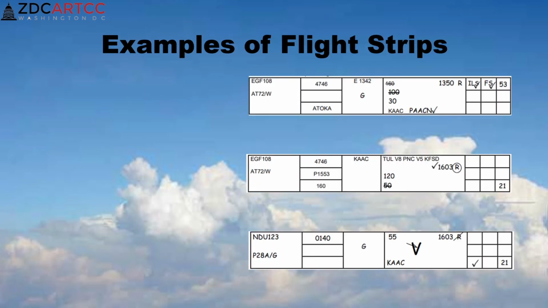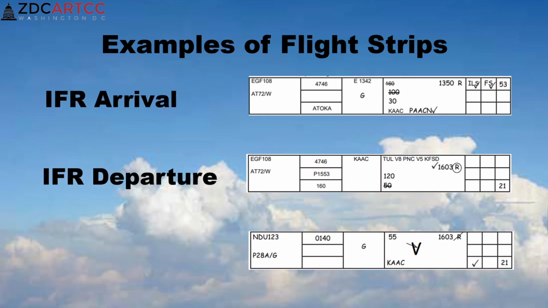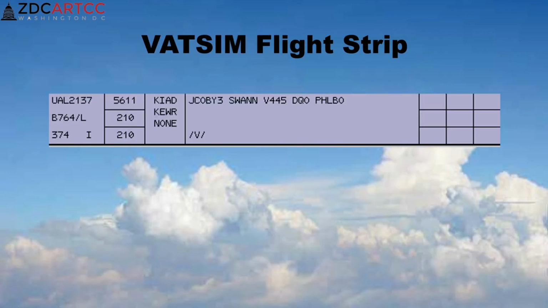These are examples of some of the flight strips that we use at Academy Airport. The first one is an IFR arrival strip. The second one is an IFR departure strip. And the last one is what a VFR strip looks like. This is a VATSIM flight strip. It may look a little different than other flight strips, but it has the same information.